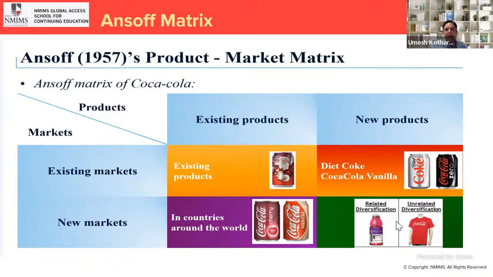Cherry flavor. And it has also entered into unrelated and related diversification with regards to water, with regards to even snack food items and apparel and energy drinks. And that's what the brand has also gone into. Yeah, so that's their Ansoff's matrix. It is done again at the brand level.